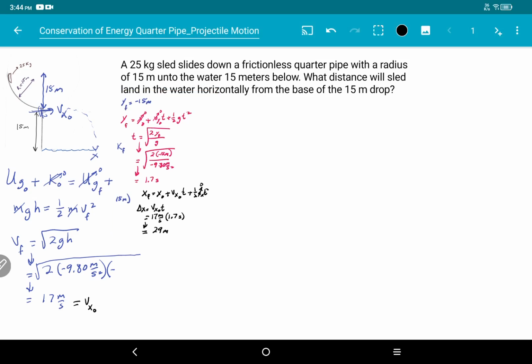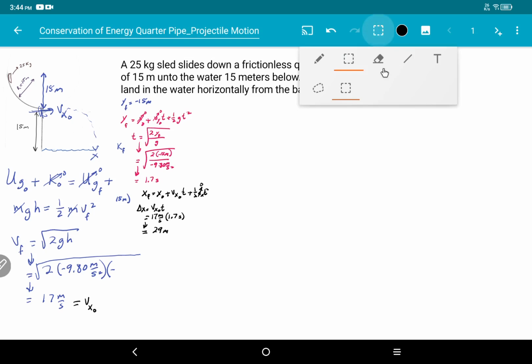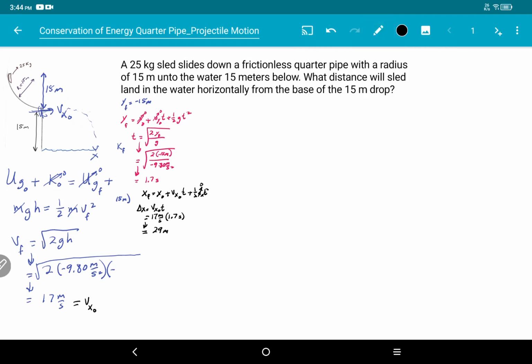All right, so on Mars, gravity equals 3.73 meters per second squared, okay?